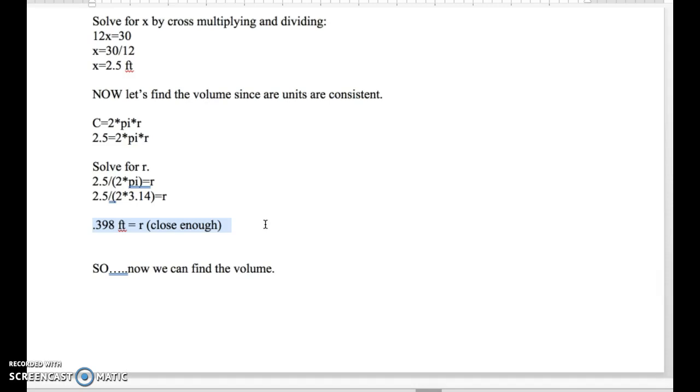I'm going to check this in my calculator right now by doing 2 times 3.14, which is 6.28. Then I'm going to take 2.5 and divide by the answer I got for that, and I get 0.398089172, but I'm going to round that off to 0.398 feet equals r. So I now know the radius of the basketball. This represents the radius of the basketball.